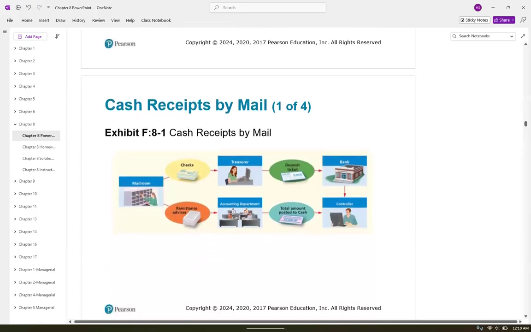Okay. So when you do cash receipts by mail, you can see we have a mailroom here. The checks should go one direction and the remittance advice go to another. The treasurer needs to deposit the checks, goes all the way to the bank. The accounting department, these two are not joined. Notice that. Not the same. They are going to get that, they're going to make the entries, and then they're going to have a total amount posted to cash. And then both of those are going to go to the controller, and both of those totals should be the same.